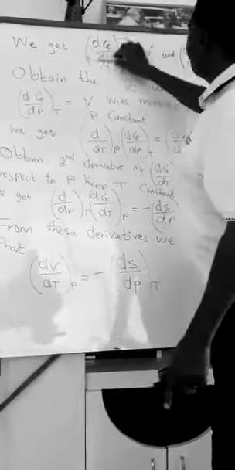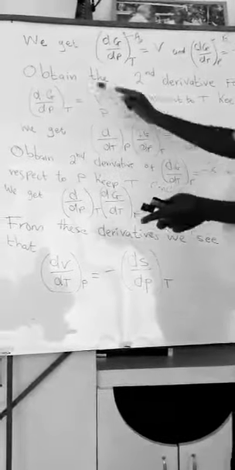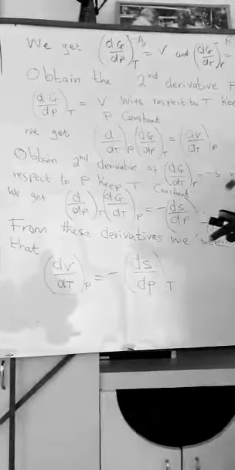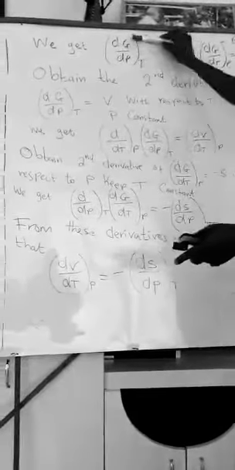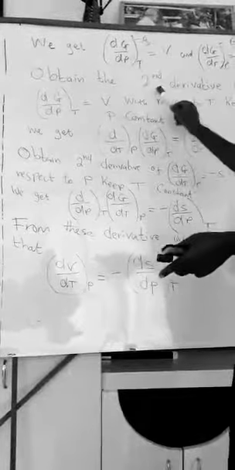So starting with the equation here, we can start by differentiating again so that we can get the second derivative. Remember we had the first derivative there, so now when you differentiate again you get the second derivative.